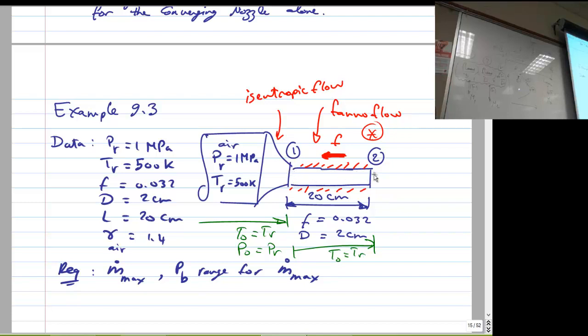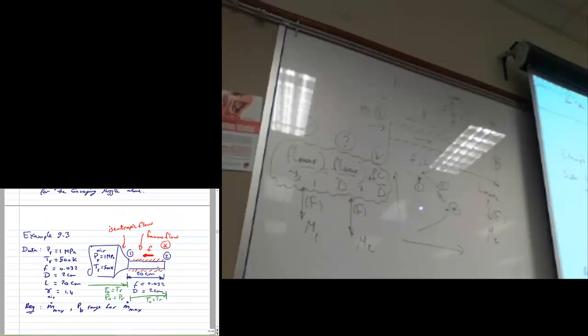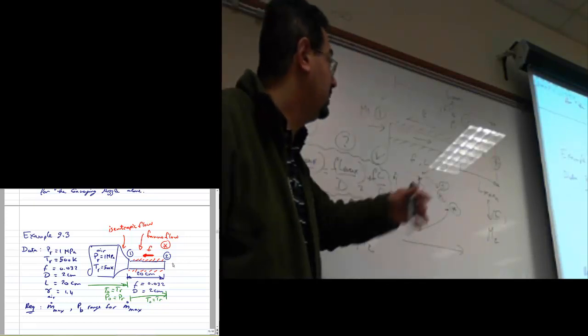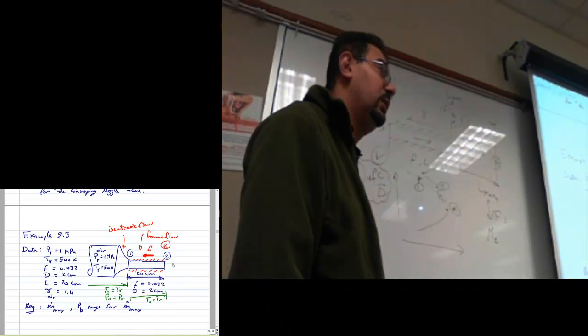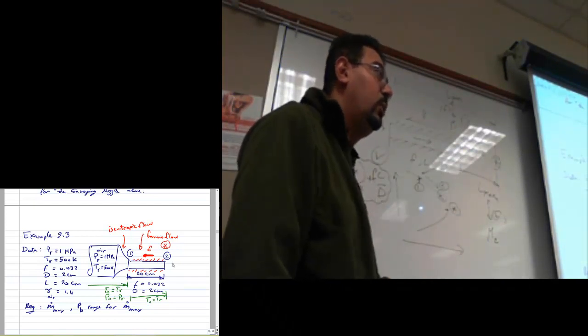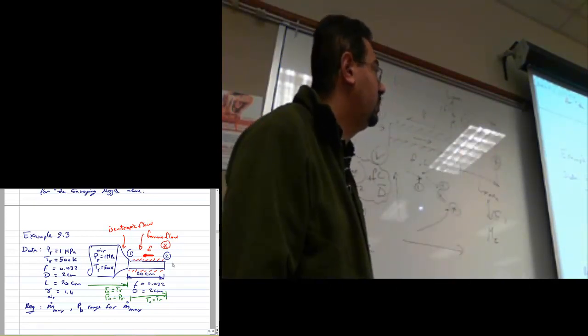And he would like to find out the maximum mass flow rate through this pipe, and the back pressure for that to happen. Obviously the back pressure, or the pressure at the exit, needs to drop a little bit in order to generate this maximum flow rate, right? So how low should it be in order to generate this mass flow rate?